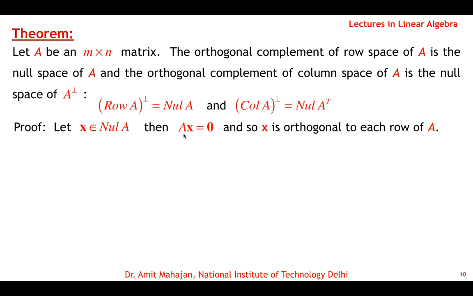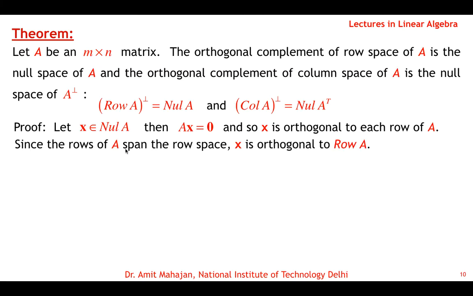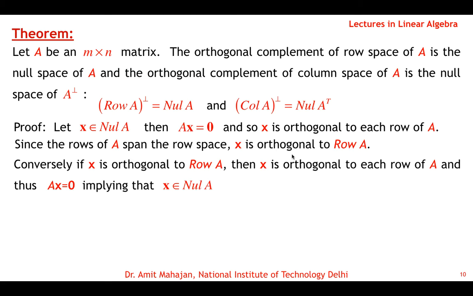But the row space of A is the set of linear combinations of rows. Since the row space of A is the span of the rows, X is orthogonal to row space A. And if X is orthogonal to row space A, that means X belongs to the row space A perpendicular set. So that's one side.